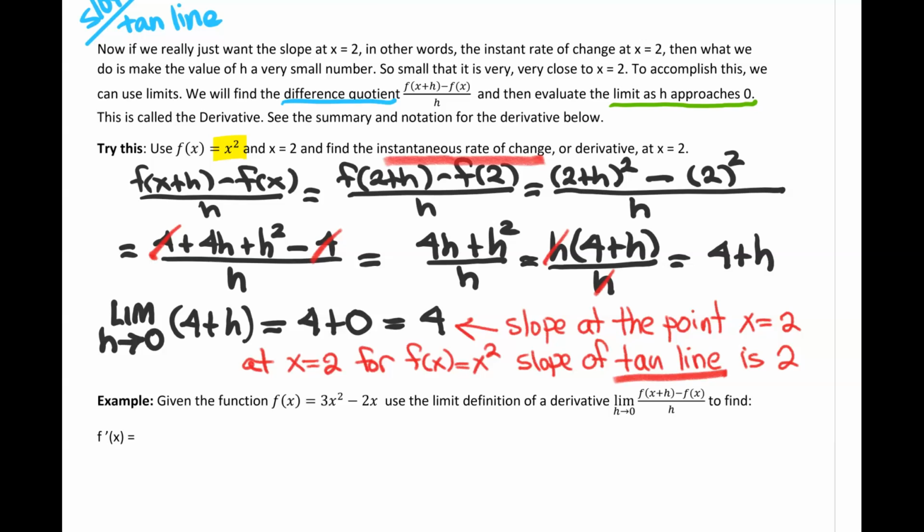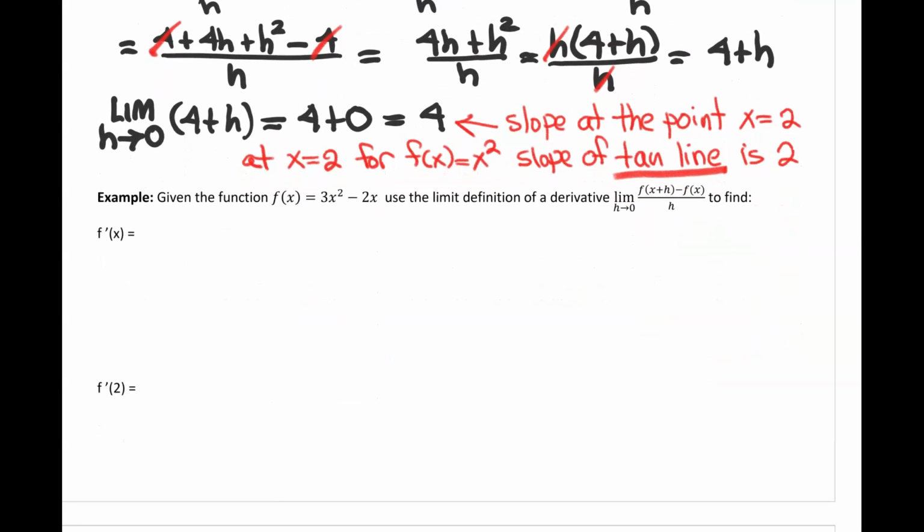Okay, so let's try this again. We'll take another, a little more complicated function, 3x squared minus 2x, and let's find the derivative. So now in a more formal way here, what we did before was we took our difference quotient and then we let h go to 0. That's how we find the derivative or the slope of the tangent line.